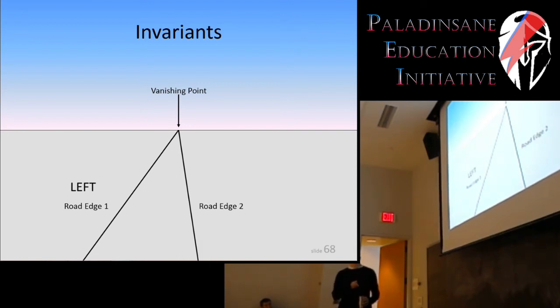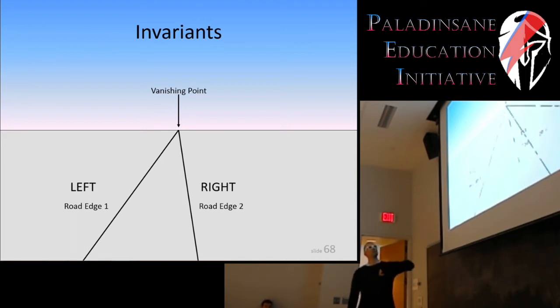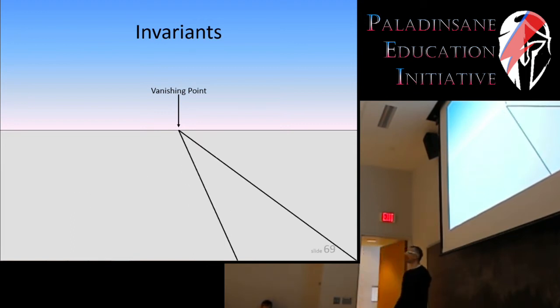Road edge number one is to the left, and road edge number two is to the right. If that's the relation of the edges to the vanishing point, you are on the road. That's the invariant relation. So everybody put up their hands and said, yep, on the road, because road edge number one was to the left, road edge number two was to the right.